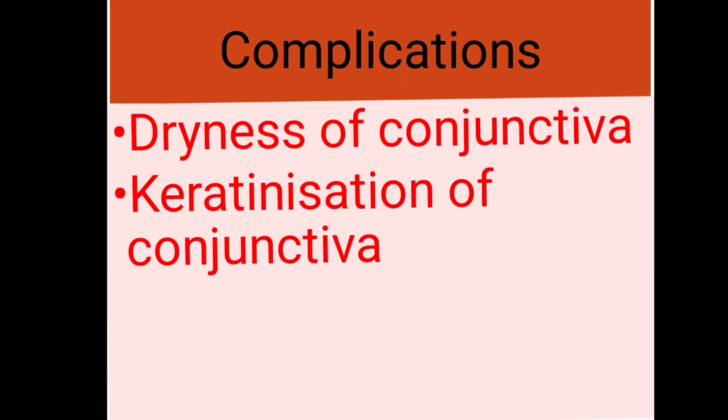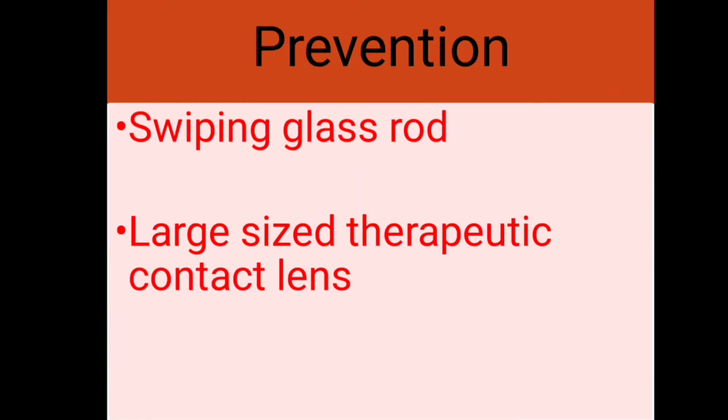So what are the complications of this Symblepharon? As I told, the cornea and the conjunctiva will end up dry because of the inability of the lids to close over the ocular surface efficiently. So there is dryness of the conjunctiva, and the chronic dryness will eventually lead to keratinization of the conjunctiva. So whenever you find a patient who has this history of chemical injury or trauma or trachoma, the prevention of this Symblepharon formation is more important. This plays a very important role compared to your treatment.